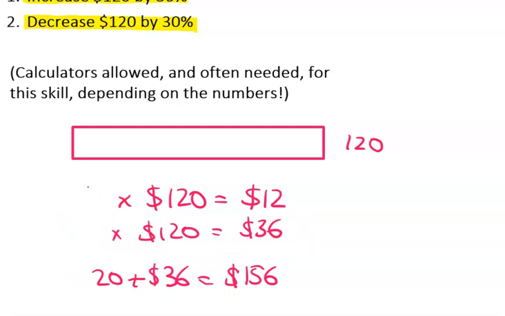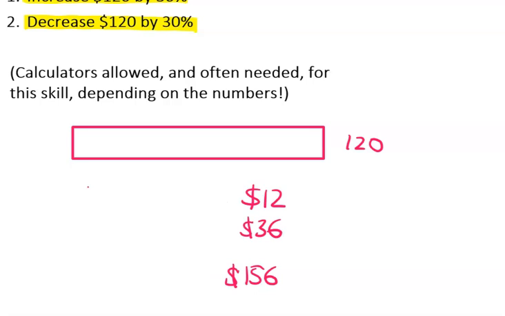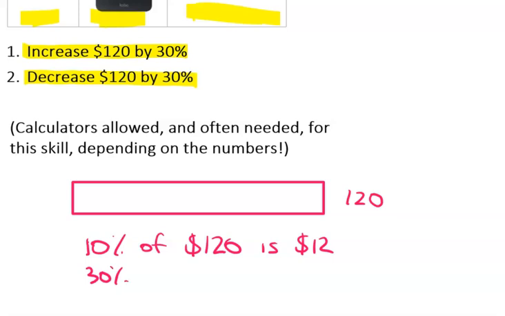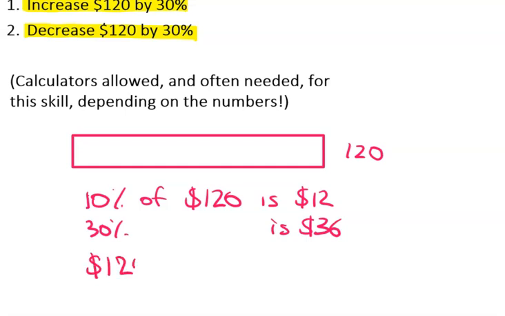All right, so that's one way to go. We don't really want to have to do that much slow working things out every time we hit one of these problems though, right? Similarly, if we want to decrease $120 by 30%, we can work out again, well, 10% of 120 is $12, 30% is $36, and so we need to take the 120 and subtract that $36 amount, and that's going to give me $84.